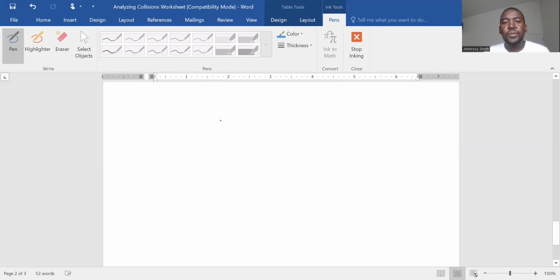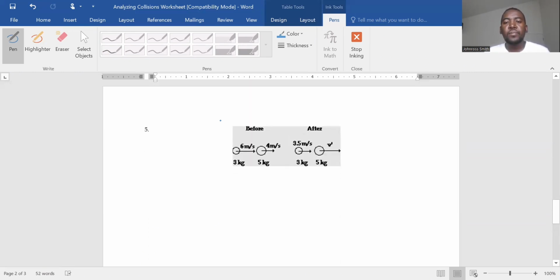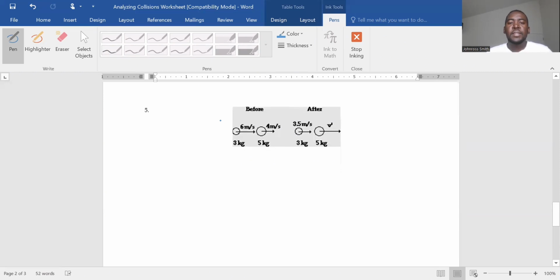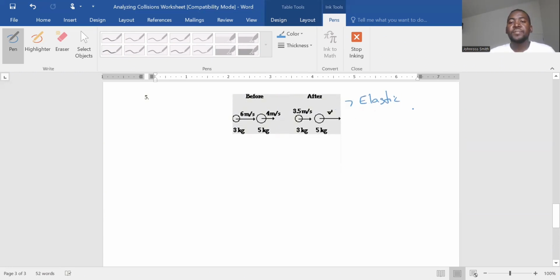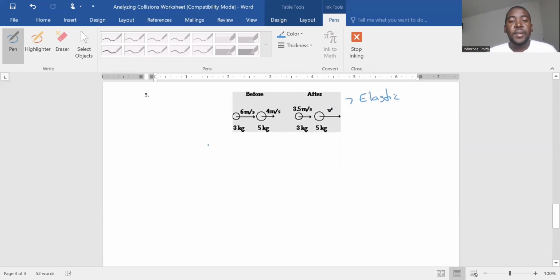All right, then we go to our final question. Again, this is elastic because they're both moving independent of each other. So again, we will go with momentum before will be equal to momentum after. And again, we're going to do this: 1, 2, 1, 2.